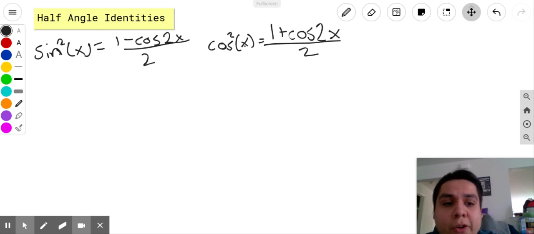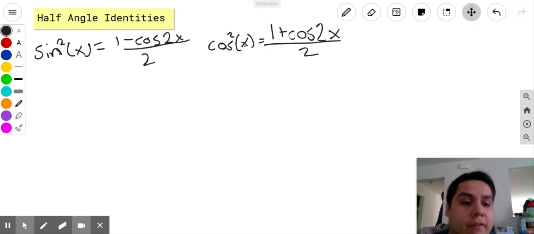We're going to talk about half angle identities. And like most of the stuff we've been doing, I want to show you where it comes from. I'll show you how to manipulate some of these previous identities that we have. So we're going to work with the power reducing identity.